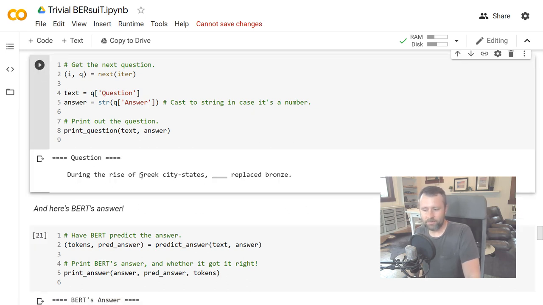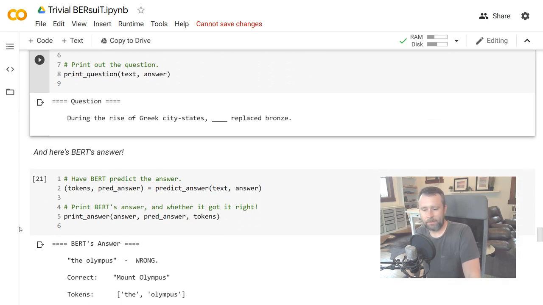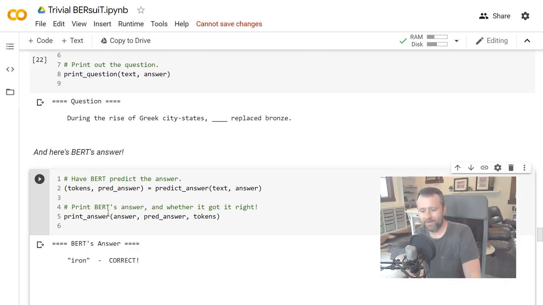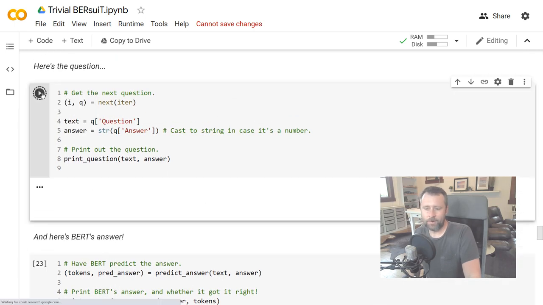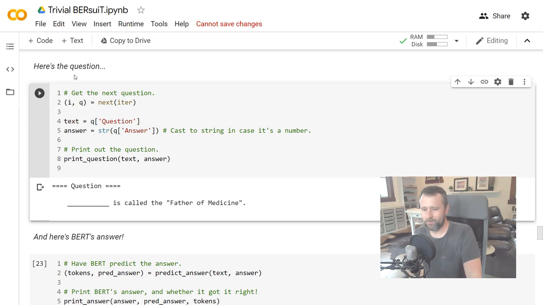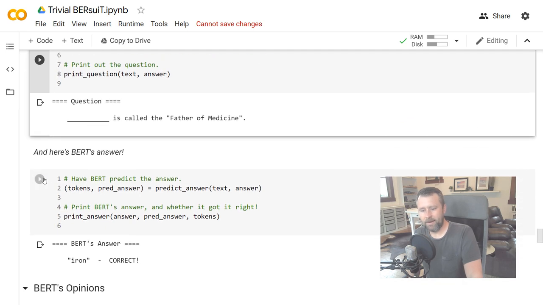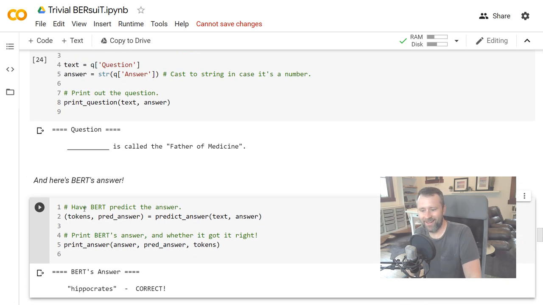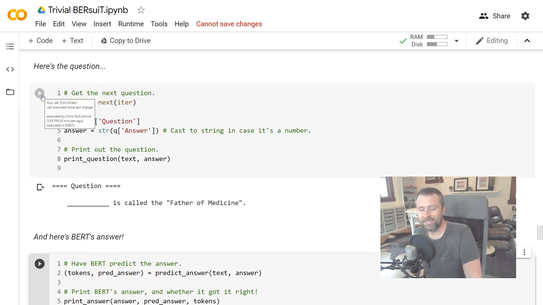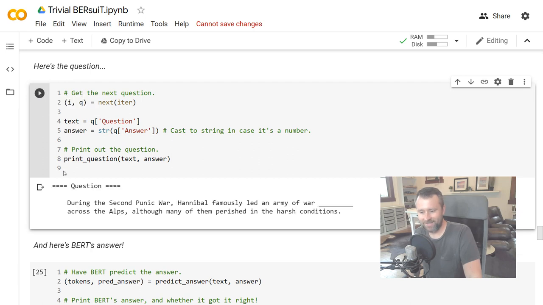During the rise of Greek city-states, blank replaced bronze. Iron. I don't know, maybe you can just infer that one from metal. Blank is called the father of medicine. Hippocrates. Correct. The Hippocratic Oath. All right. Pretty impressive, right? BERT seems to know a lot of these.